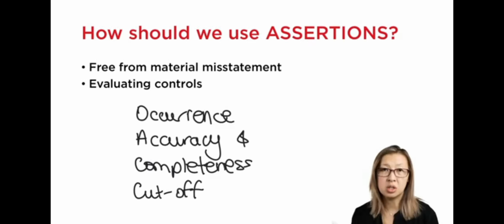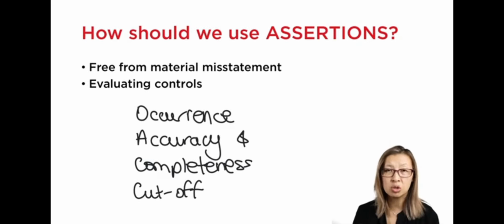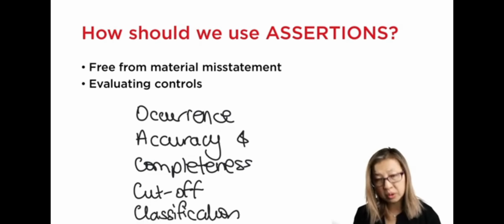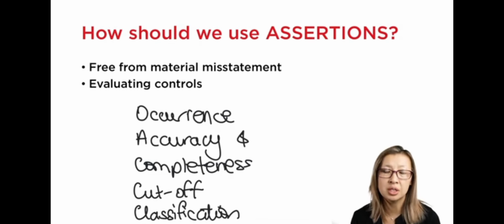So what does the system do in terms of processing transactions to make sure that they're in this financial year? It's processed exactly as it happened so we don't have any cutoff issues. And then classification. What sort of internal control exists to make sure that the transaction is going to the right debit and credit? The journal entry for that system is set up correctly. So we can use these to evaluate internal controls.